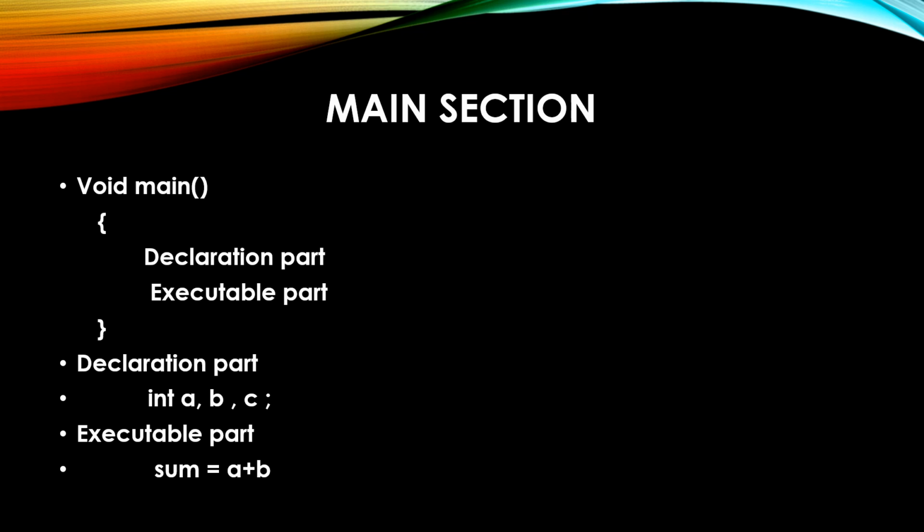On your screen you can see void main. This is the body of the main function. You can see void main, curly braces open, declaration part, executable part, and curly braces close. Here you write some statements. There are two parts, one is the declaration part and another is the executable part. In the declaration part, you declare variables like int a, int b, or any other variable.